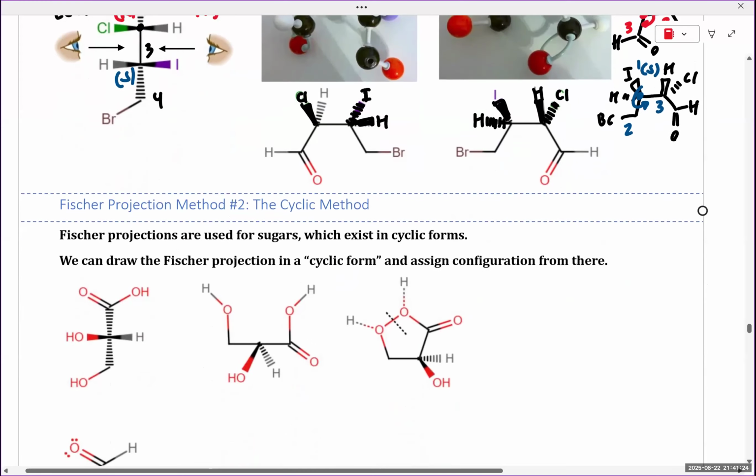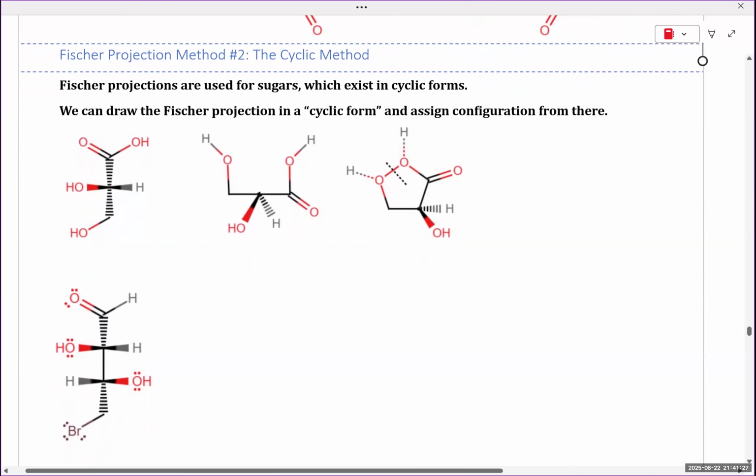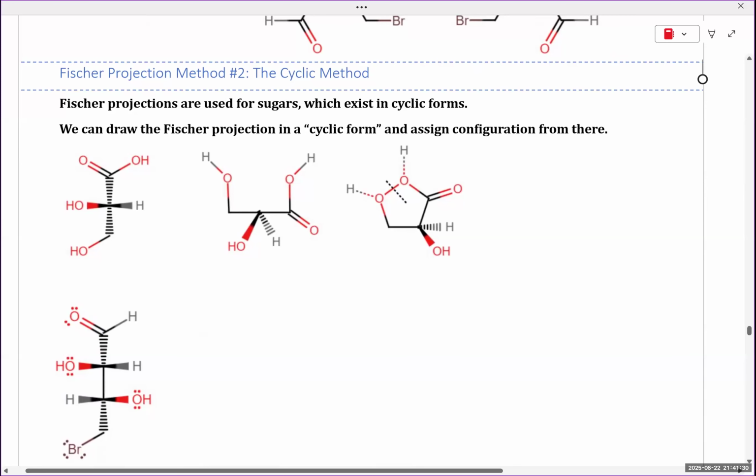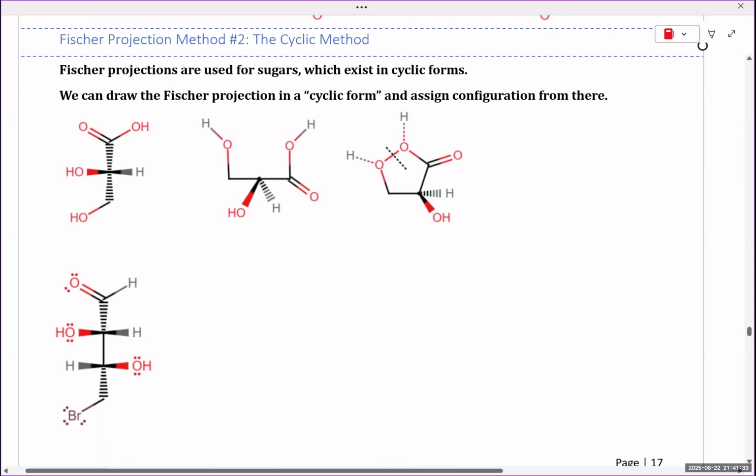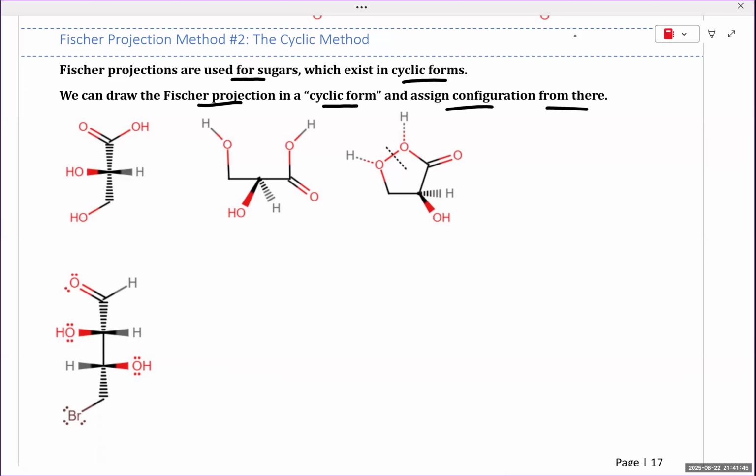Let's talk about a second method. I find that cyclic structures are much easier to assign configurations for, and Fischer projections are used for sugars, which exist in cyclic forms. So let's draw the Fischer projection in a cyclic form and assign the configurations from there. So in this case, for example, here's our initial Fischer projection drawn in a crude dash wedge depiction. We rotate that Fischer projection 90 degrees. And now I'm going to just pretend to connect both ends of my Fischer projection together and make a ring.